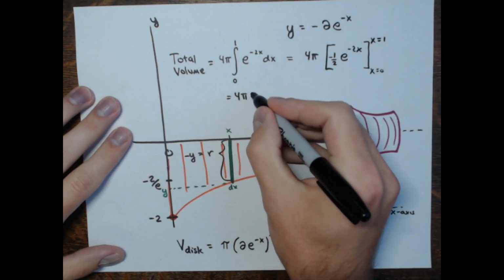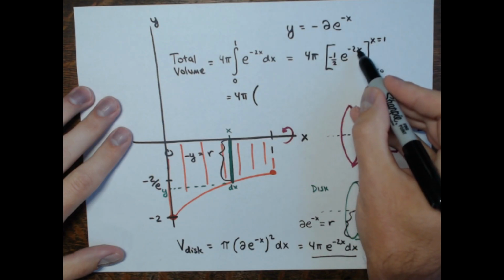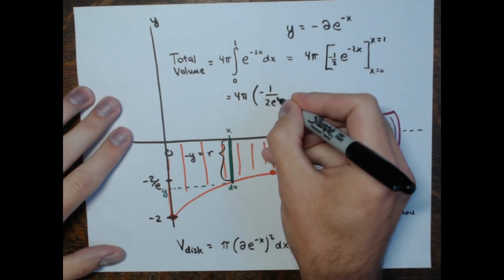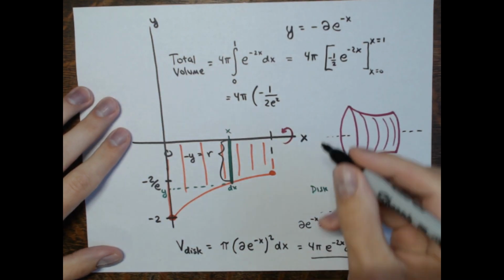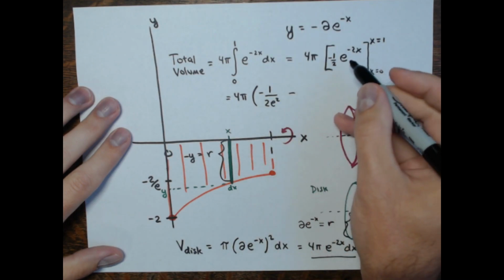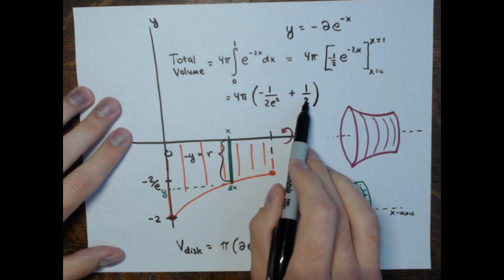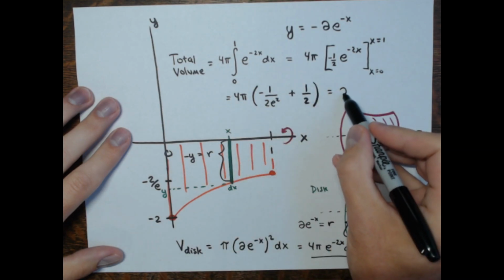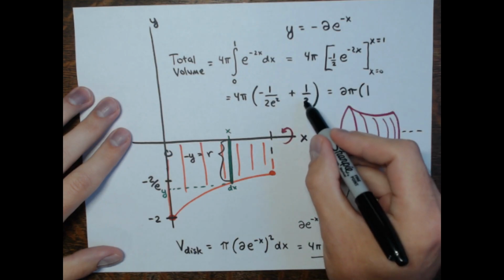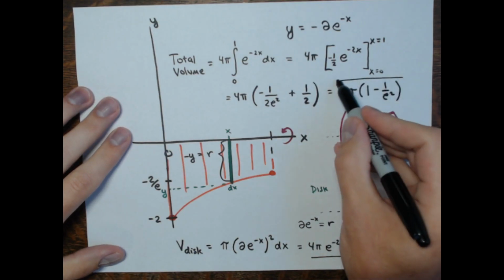So I'm getting 4 pi times, when I plug in 1, negative half times e to the negative second. So that's 1 over e squared, so it's negative 1 over 2e squared, because e to the negative second would put e squared in the denominator. And then when I plug in 0, e to the 0 is 1, so I get minus negative half times 1. Minus negative half would be plus a half. And if I pull a half out of both of these, that makes this 2 pi times 1 minus 1 over e squared. I'm going to put the positive one first, and then minus 1 over e squared. Or you could put e to the negative second, but there you go.